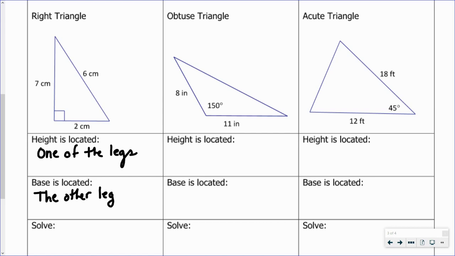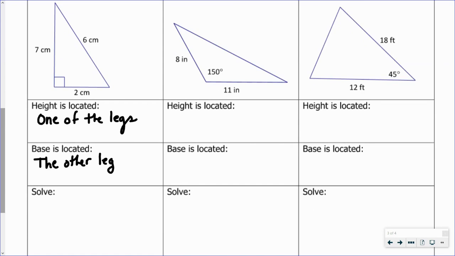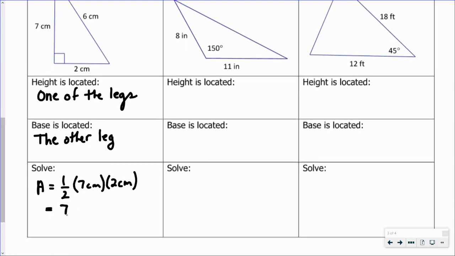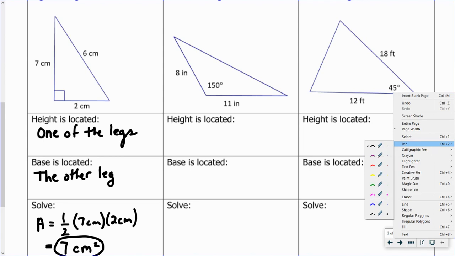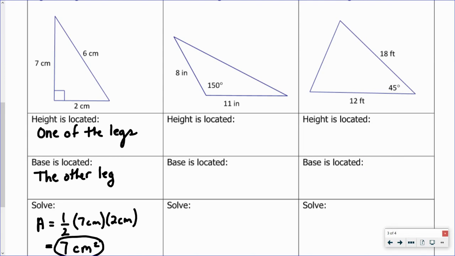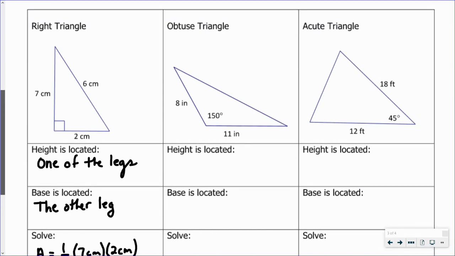So finding the area of a right triangle is really, really easy. We're just going to take the area equals 1/2, and it's just the product of the legs. So 7 centimeters times 2 centimeters. So the area is going to equal 7 square centimeters. So like I said before, finding areas of right triangles is really straightforward, really easy. It starts getting a little bit trickier when we get to obtuse and acute triangles.